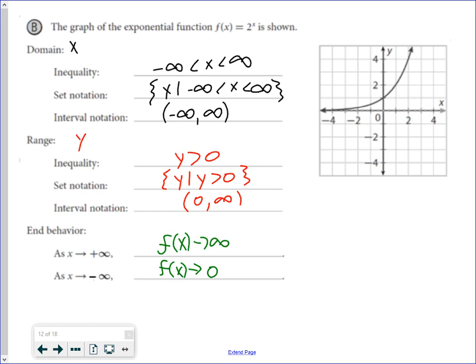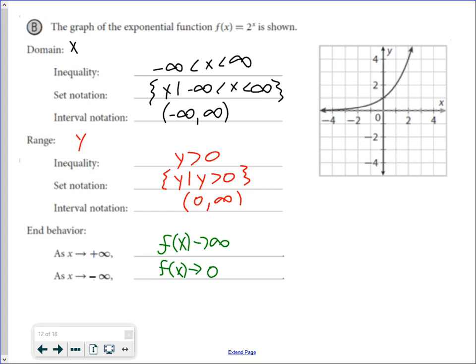For the domain, you see that the graph goes to the left and to the right forever, so it's all real numbers, negative infinity to positive infinity. The range is every single possible y value. It might be a little tricky to see, but there is an asymptote at 0. What that means is that the graph will never actually touch 0. So the inequality is y is greater than 0. I don't know if y'all have learned about asymptotes or not in the past, but the graph will never actually hit y equals 0. So that's why the inequality is y is greater than 0.